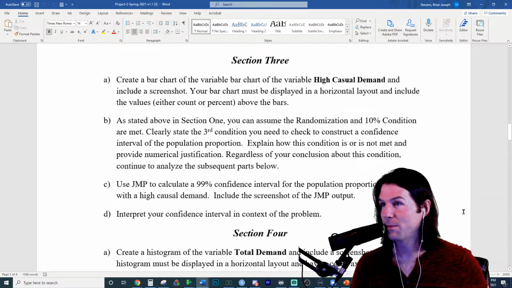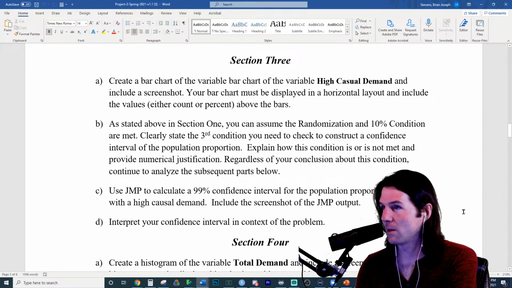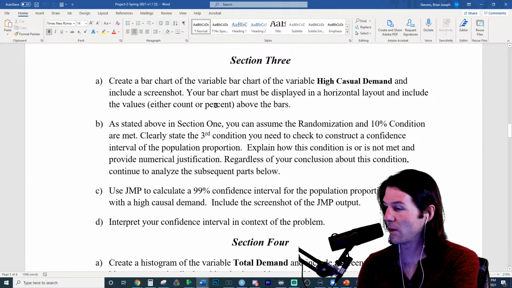Section 3, create a bar chart of a variable, high casual demand, include a screenshot. Your bar chart must include a horizontal layout and include the values, either count or percentage above the bars.